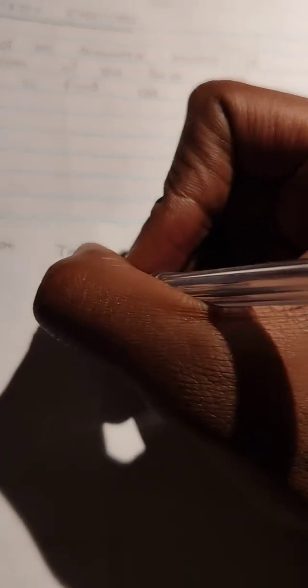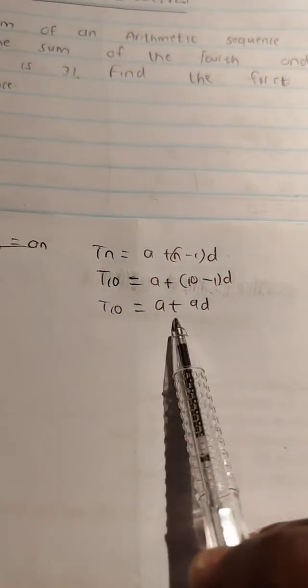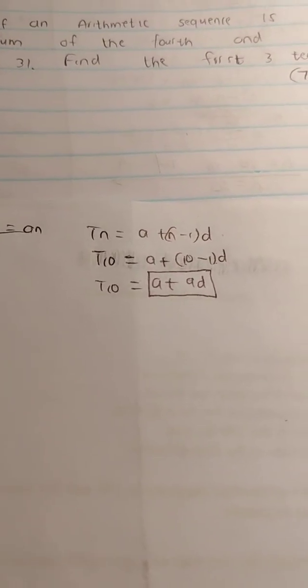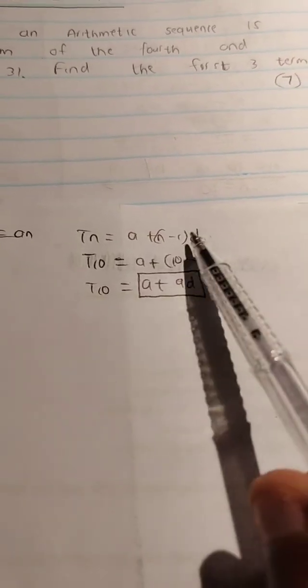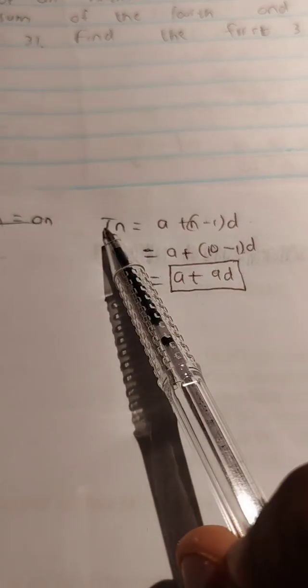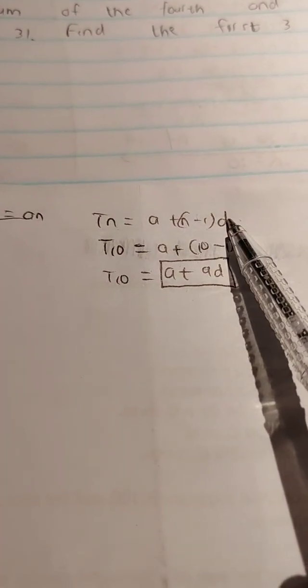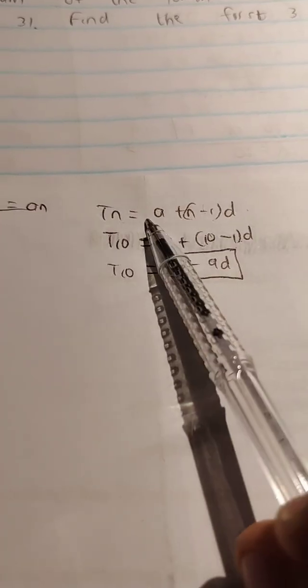9 what? 9D. So term 10 is actually equal to A plus 9D. That's what term 10 is. And guys, I need not remind us, because we almost know that T1, if you substitute 1, T1 is A, because 1 minus 1 is 0, 0 times D gets rid of the D, and then we're left with A. So term 1 is A.